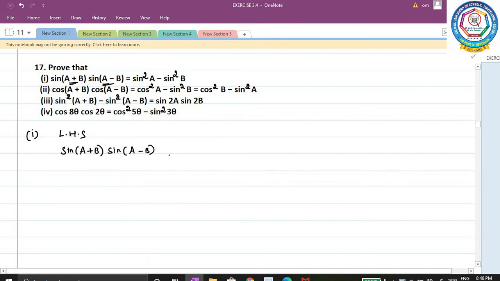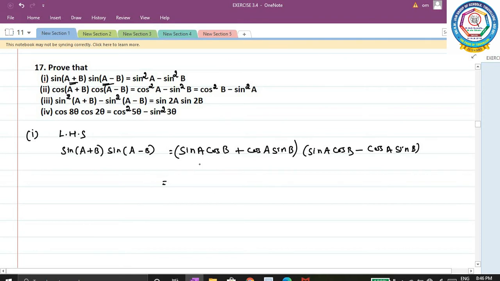We know the formula: sin of (A plus B) is sin A cos B plus cos A sin B. Next one, sin of (A minus B). The sin of (A minus B) formula we also know: sin A cos B minus cos A sin B.